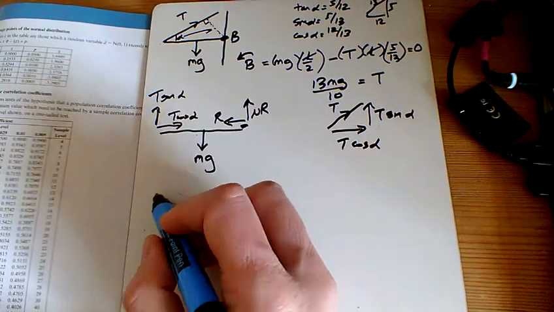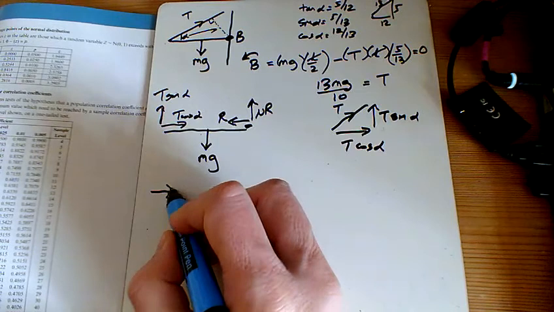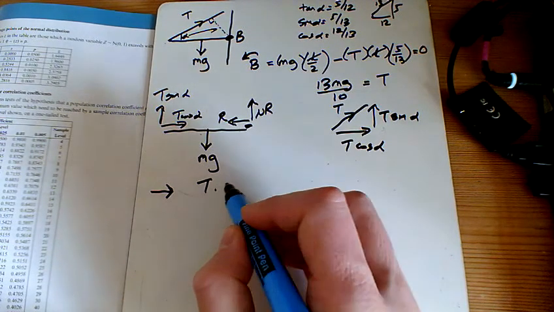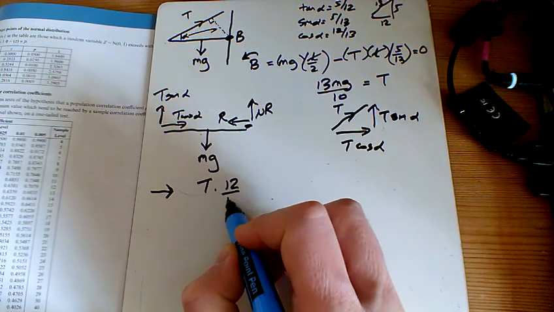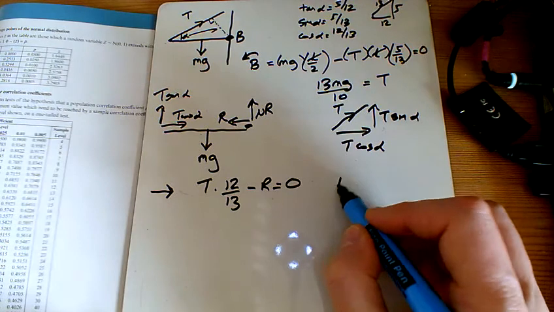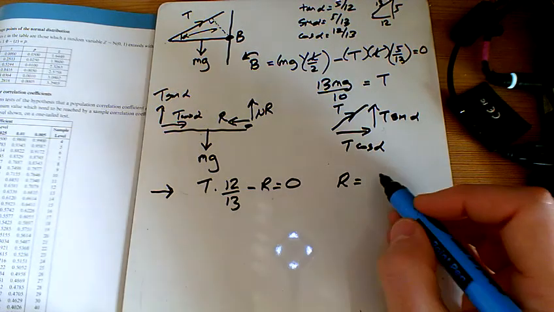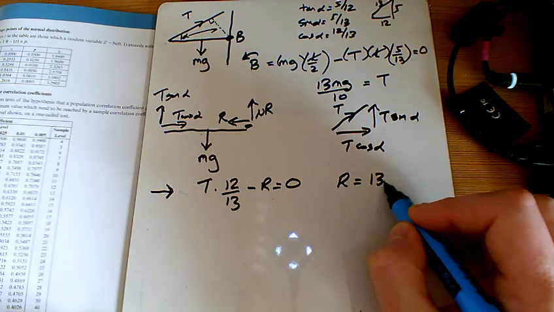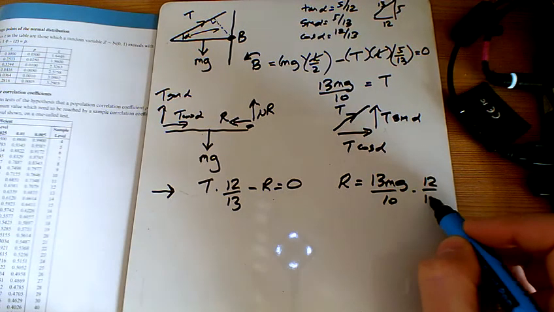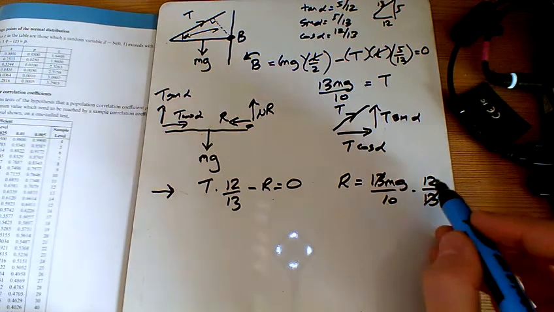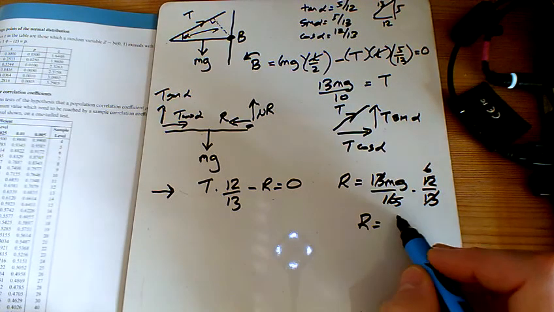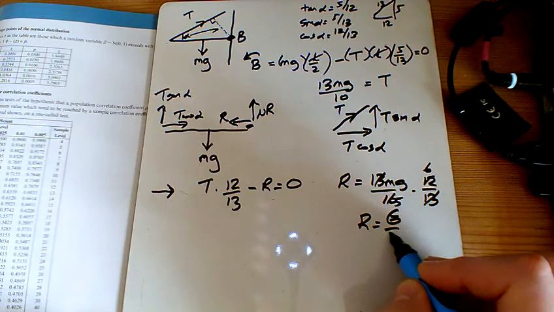Let's resolve. I'm going to start resolving horizontally. So going to the right, I've got T cos alpha, and cos alpha we did earlier was 12/13, minus R equals 0. And so that tells me R is going to be, so what was T? T was 13 mg over 10 times 12/13. Let's cancel these 13ths, divide by 2. So I've got R is 6/5 mg.